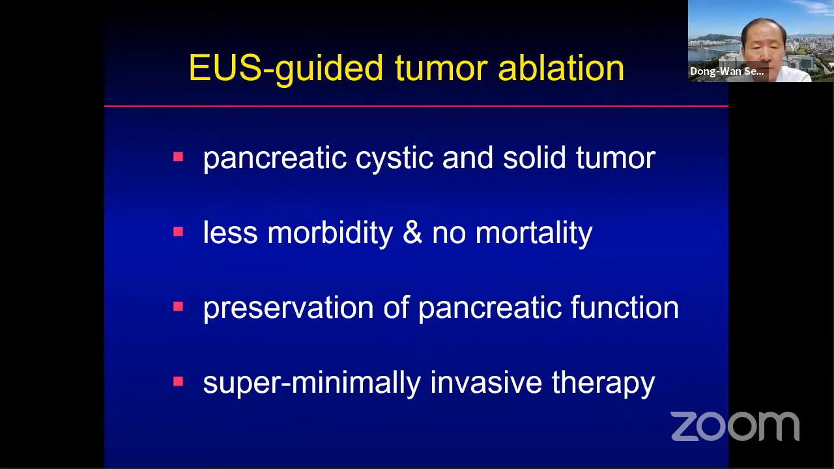EUS-guided tumor ablation is actively investigated for pancreatic cystic tumors and solid tumors. Compared to surgery, it carries less morbidity and no mortality. And above all, it can preserve the pancreatic endocrine and exocrine function. So if it is effective enough, it can be a super minimally invasive therapy for pancreatic tumors.